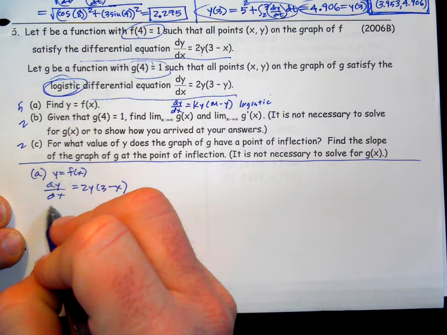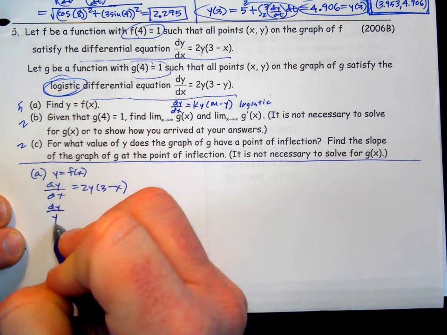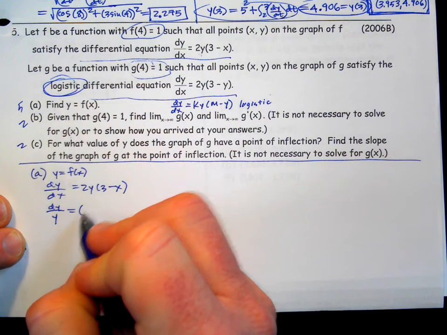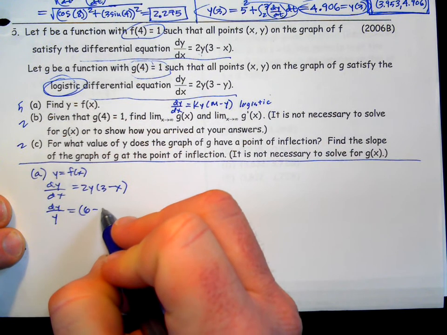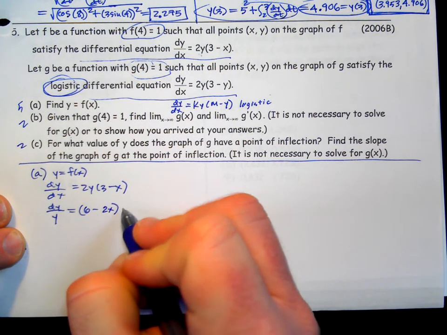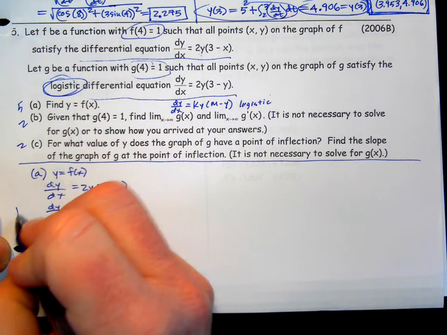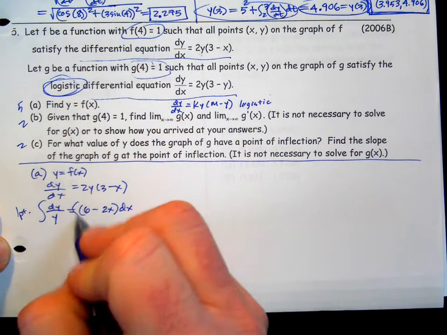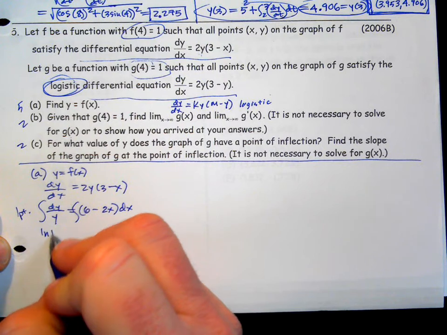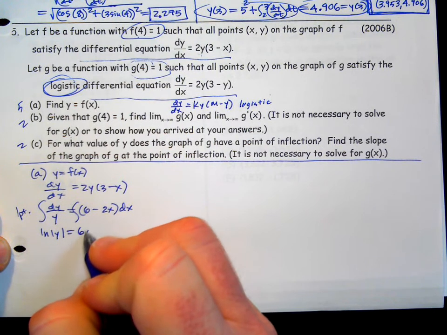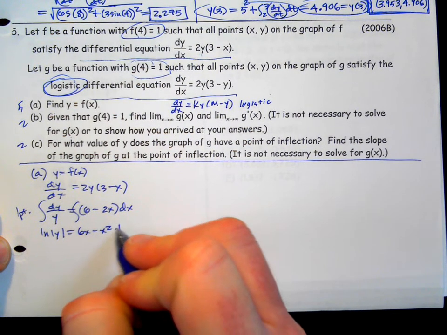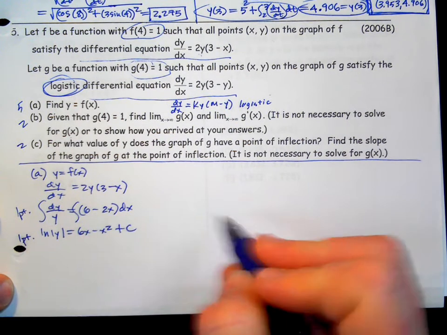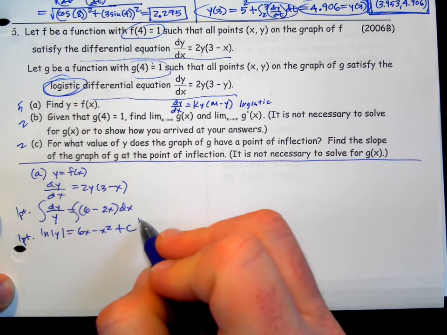This is separating the variables. So I'm going to move the y to the left-hand side equals, I'm going to go and just distribute this to (6 minus 2x) dx. That's a point. And this is the bulk of the points. This is 5 points. So this is just AB stuff. Natural log of the absolute value of y equals 6x minus x squared plus c. Another point for finding the correct antiderivatives of both sides. Another point for writing plus c.